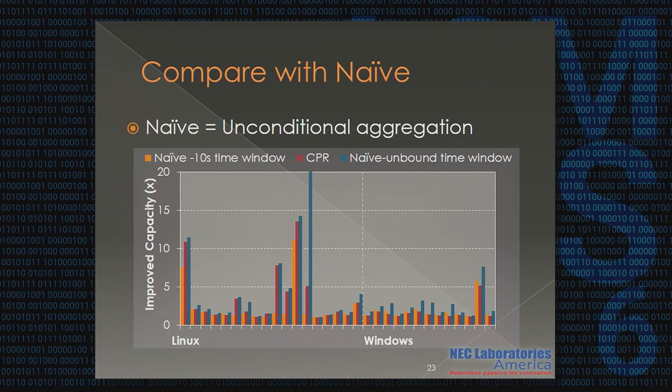And then we compare with the naive approach. For the naive approach, we choose an unconditional event aggregation approach with a fixed time window. We have two naive algorithms. First, a fixed 10-second time window. And second, an unbound time window, which serves as a theoretical maximum that any algorithm can do. And we have observed, in general, let me just summarize the graph for you, the naive 10-second approach works slightly worse than our lossless approach, which works, of course, worse than the upper bound.